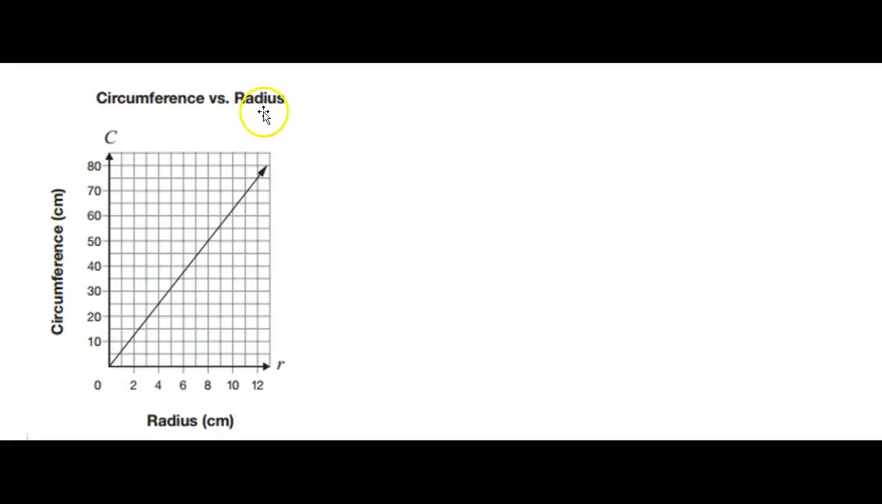No radius, no circumference. So hopefully that gives you an idea about how to tell on a graph and in an equation about whether you're looking at a case of direct variation.